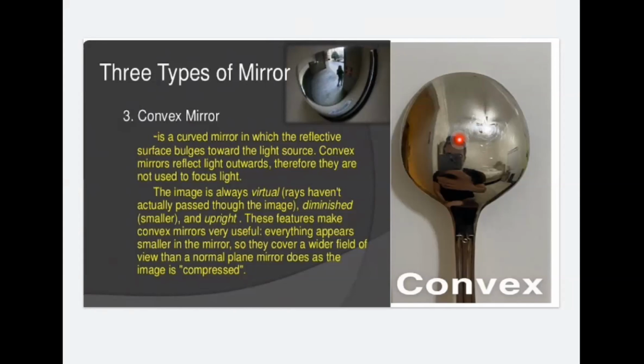Okay, and definitely this feature makes convex mirror very useful. Everything appears smaller in the mirror, so the mirror covers a wider field of view than a normal plane mirror does, as the image is compressed. So you can say all the things that are surrounding this person can be seen in the image.